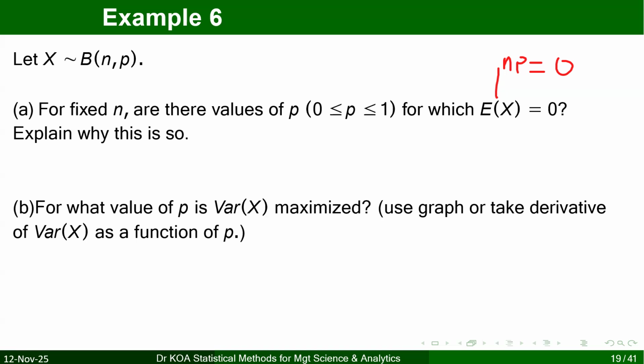Because for you to have a probability of occurrence being 0, it means you're not there in the first place. The x itself is equal to 0 for that to happen. For you to have p equal to 0, it means that x must be equal to 0. Sorry, x must be equal to 0 for p to be equal to 0. I wanted to process that before.